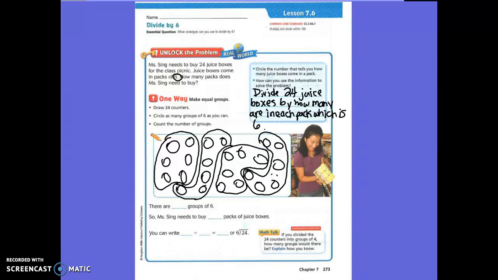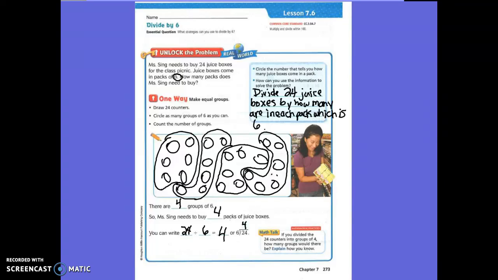How many groups of 6 are there? 4. So Missy needs to buy how many packs of juice boxes? 4. So how could we write that division problem? Callie? 24 divided by 6 equals 4. Okay, or you do it the house way, and what goes on top of the house then?